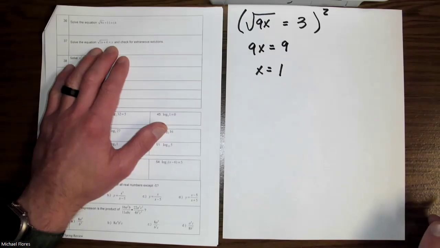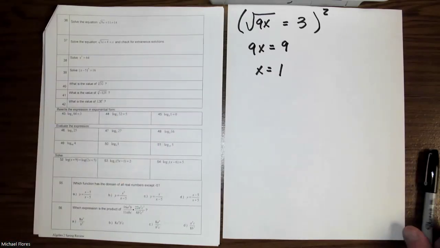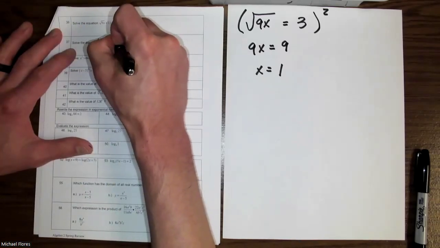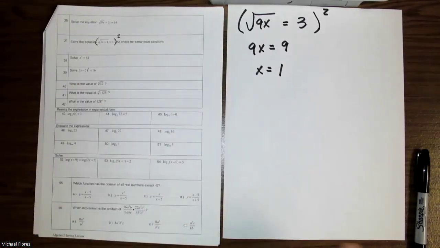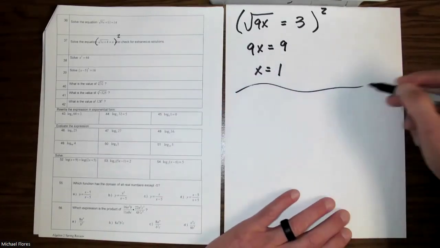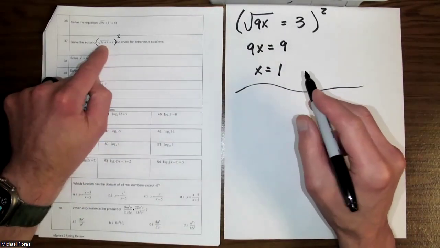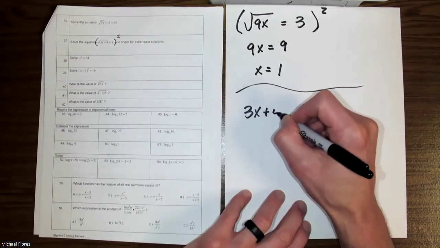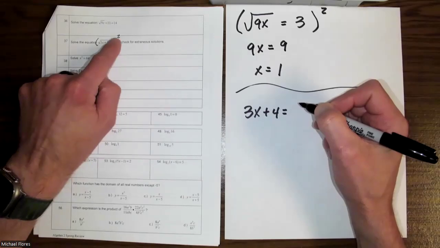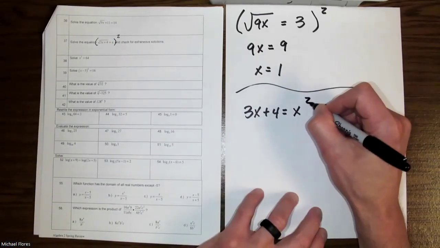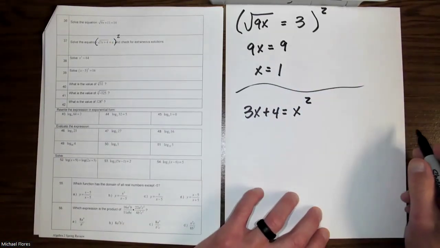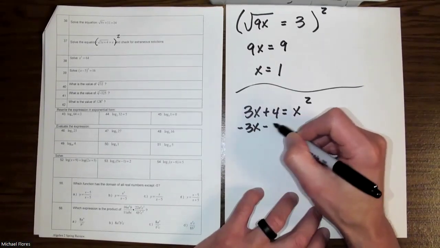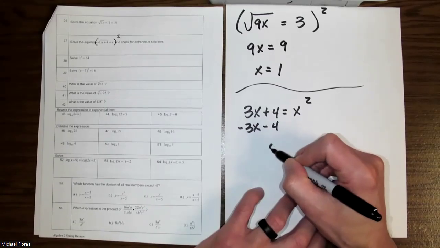Here we're going to do example 37: solve the equation and check for extraneous solutions. To start this one, we're going to have to square both sides. Hopefully I don't make the same error I made earlier. Okay, here that eliminates the root, leaving us with 3x plus 4. And x squared is x squared. All right, now I'm going to set this equation equal to 0 by subtracting over the 3x and subtracting over the 4.